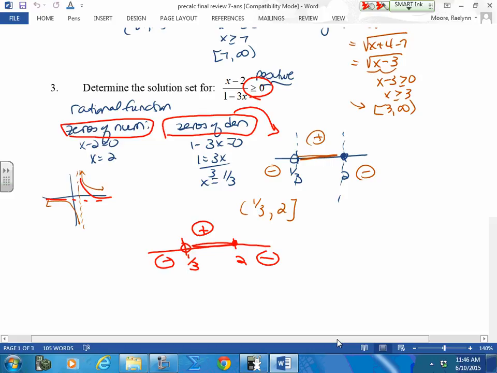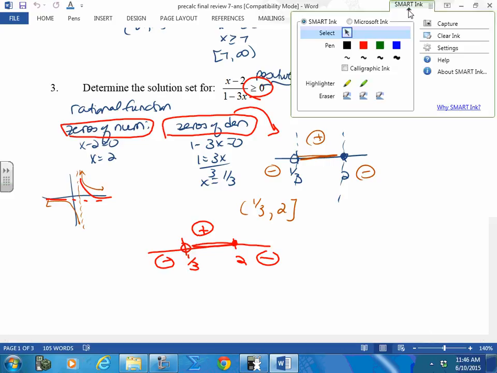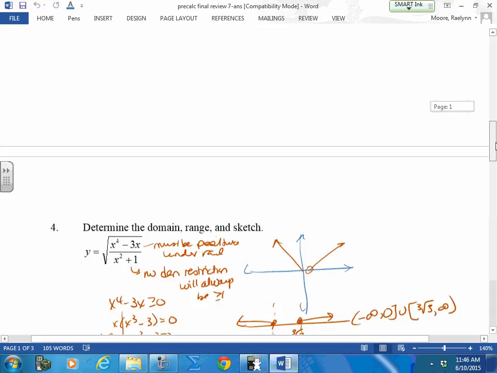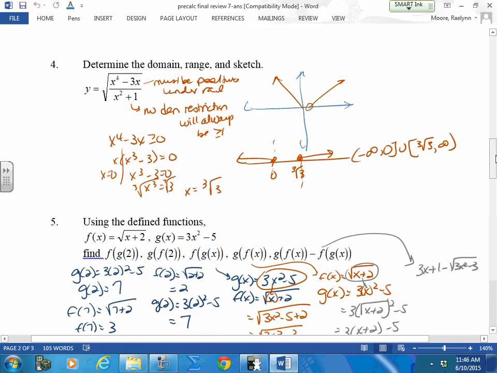Very close problem. And you do get a choice. You get to omit 4 of them on your first part. This one, a little bit messier. Determine domain and range and sketch it.